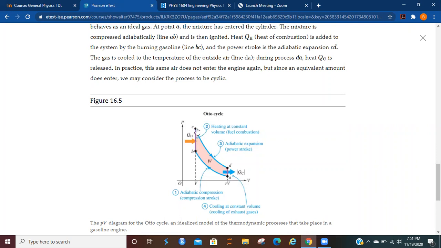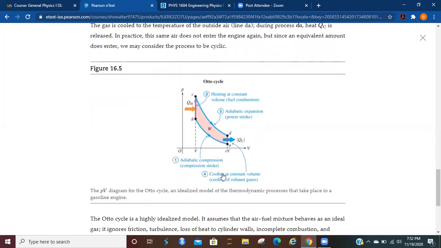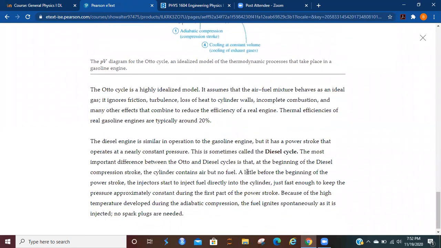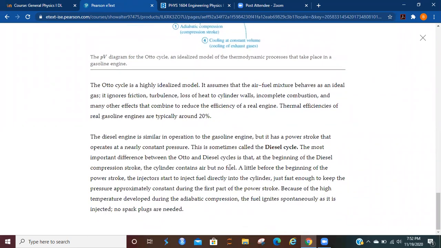Then you see the heat of combustion is added to the system by the burning gasoline. And then the power stroke is going from here to here, from C to D. And then the gas is cooled to the temperature of the outside air as it goes through here and then is released. The same air doesn't enter the cycle again, but it's an equivalent amount. It almost acts as if you could clean the air somehow and have it come back, it would act the same way. So this is referred to as the Otto cycle. Again, it's something that's highly idealized.